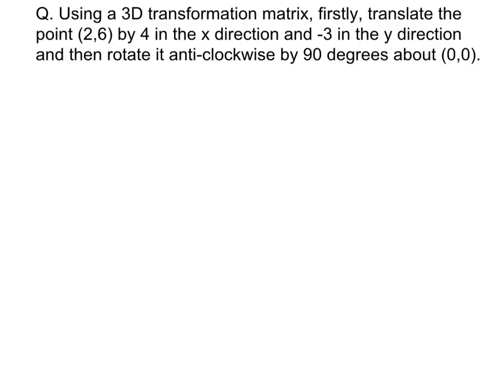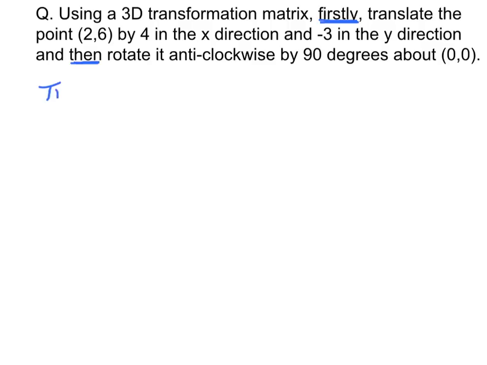It says using a 3D transformation matrix, firstly, so there's going to be 2 parts to it. Firstly, translate the point 2, 6 by 4 in the x direction and minus 3 in the y direction, and then, after that, rotate it anti-clockwise by 90 degrees about 0, 0. In the last 2 questions, we have formed the matrices for these 2 transformations.